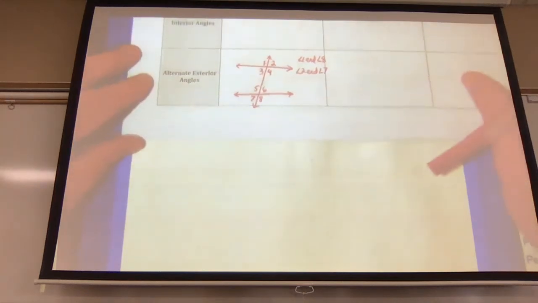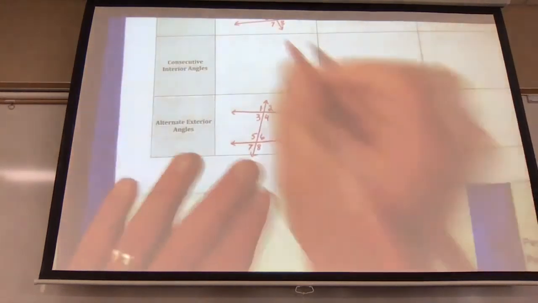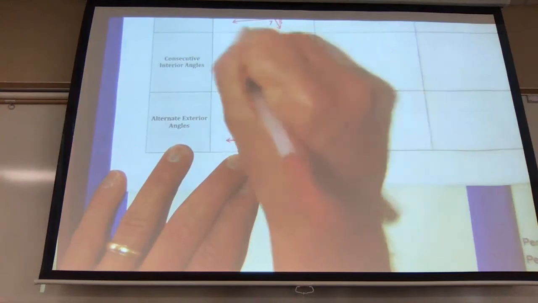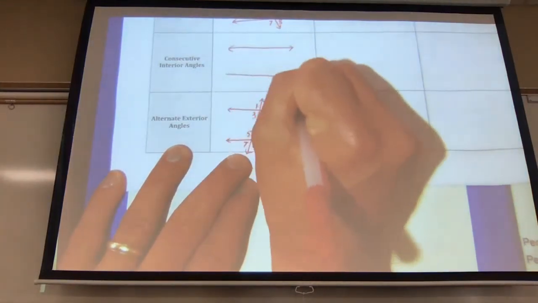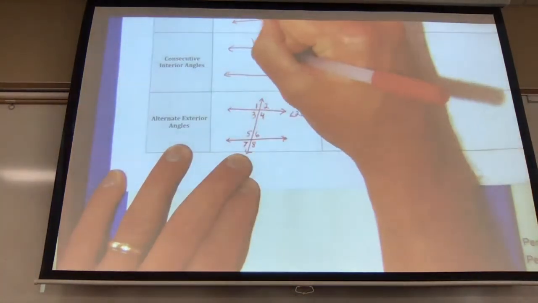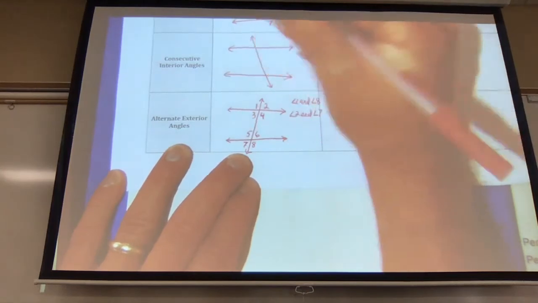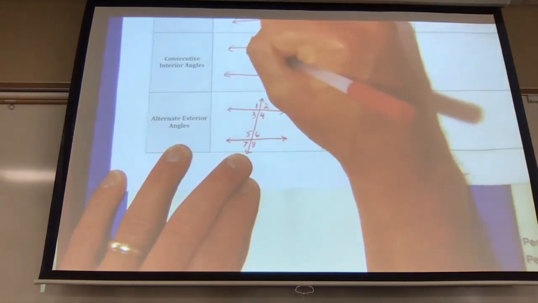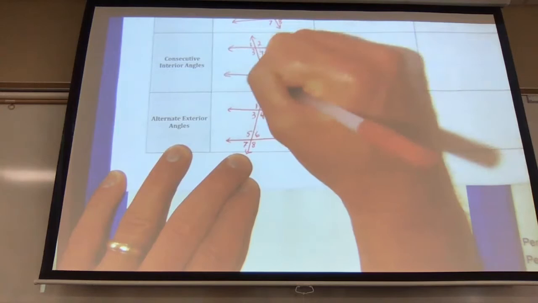All right, now our last one is consecutive interior angles. We'll start with a picture again, two lines being intersected by a transversal. We'll number our angles from 1 to 8 once again.